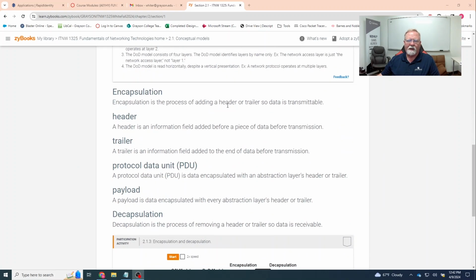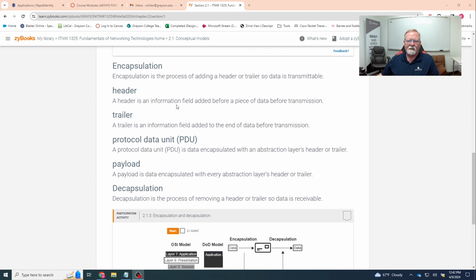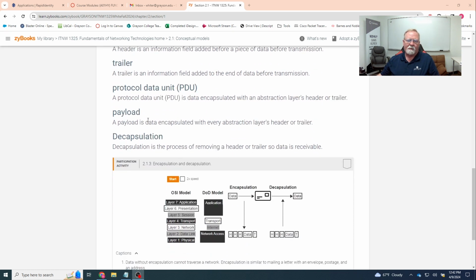Encapsulation, we're talking about adding headers and trailers to things. The header is information added to a piece of data for transmission. The trailer is added to the back. It's sent after the data. A PDU, or protocol data unit, is data encapsulated. It's like a packet or a frame when we talk about layers 3 and 4. Payload is the actual data that you're sending minus the header and trailer, pardon me.